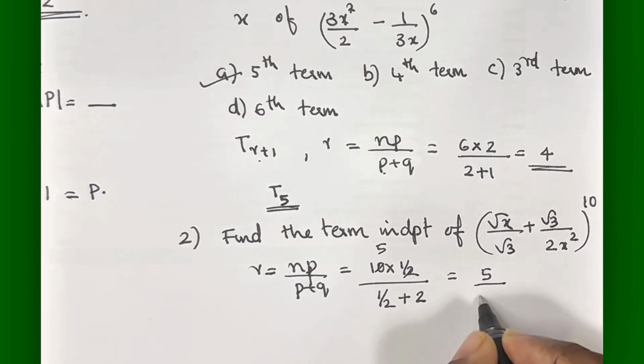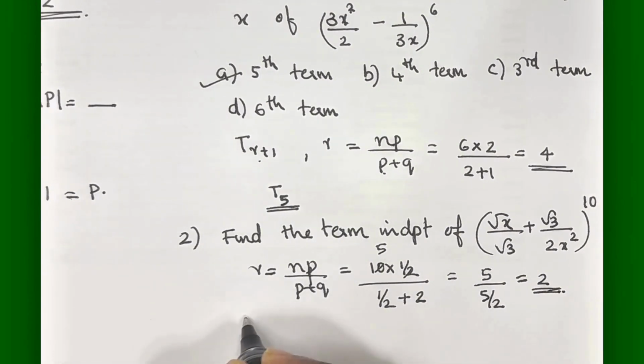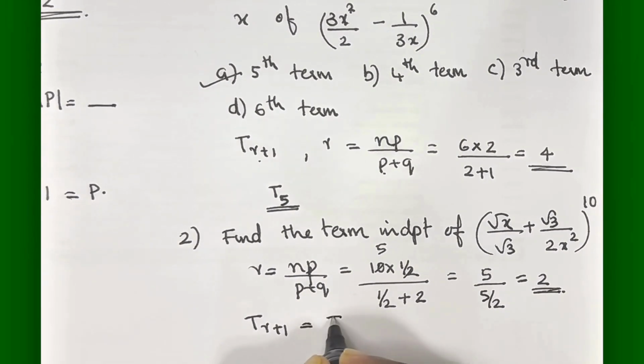So we write 5 by 2 in the denominator. Now cancel 5 and 5. So the final answer is equal to only 2. Therefore we got the value of r as 2. Now the term independent of x is T(r+1), that is 2 plus 1, that is the third term.